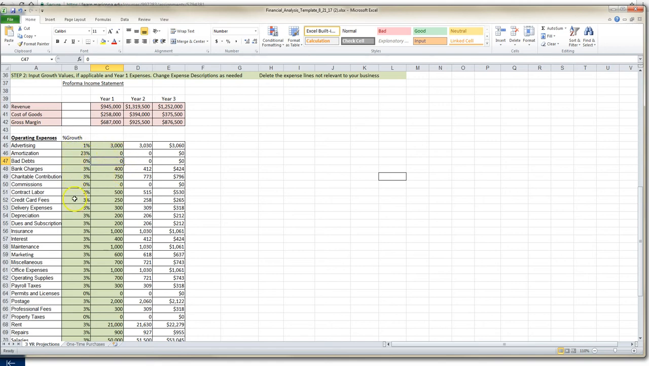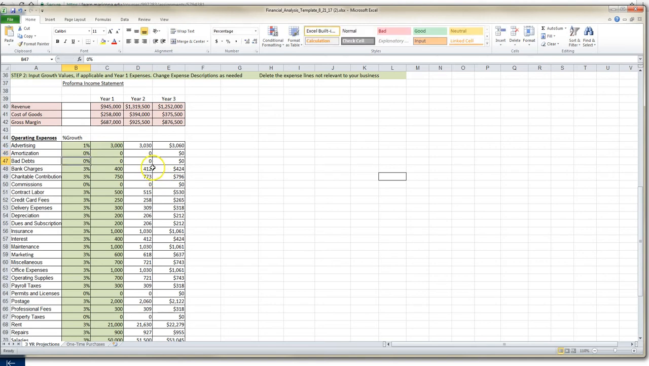This first column in the green is simply a growth percentage. This is the percent that you think each one of these items might grow from one year to the next. So the calculation is to simply take the first year's value and add whatever the growth percentage is for years 2 and 3. A 23% growth figure is probably far too high.